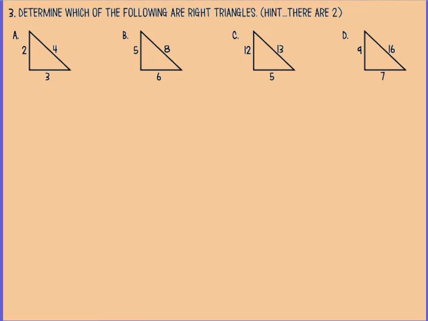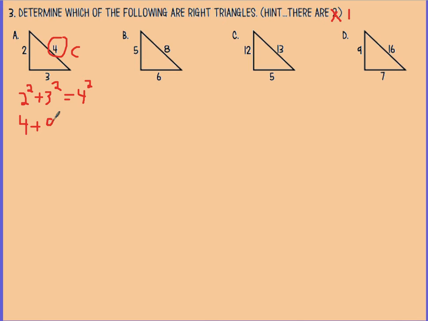All right, the next part here has you verifying. It says determine which of the following are right triangles. It says hint there are 2, but there's actually 1 like we said in class. That was incorrect. So when you verify this, the longest side is going to be C if it works. So let's do 2 squared plus 3 squared. Let's see if that equals 4 squared. If it works, then this is a right triangle. And if it doesn't, it's not.